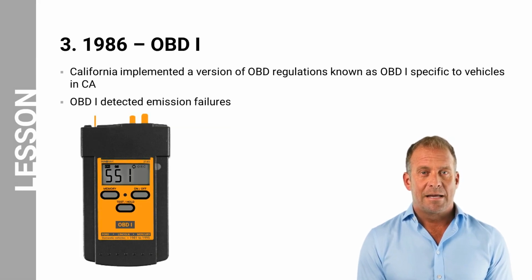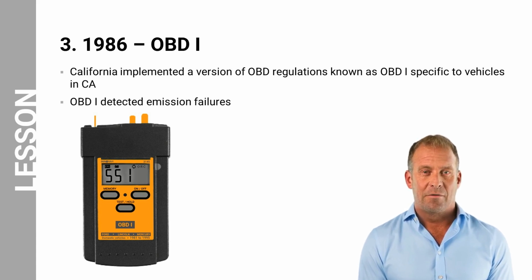In 1986, California implemented a version of onboard diagnostics, OBD regulations known as OBD1. This regulation was specific to vehicles in California and aimed at improving emissions control. OBD1 systems were designed to monitor and diagnose emissions-related components, contributing to cleaner air in the state. The implementation of OBD1 was a significant step forward in vehicle diagnostics and emission control technology.